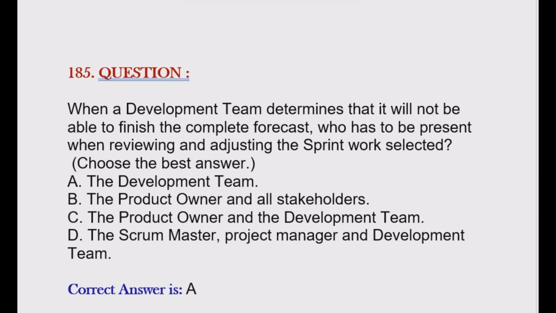Question is, when a development team determines that it will not be able to finish the complete forecast, who has to be present when reviewing and adjusting the sprint work selected? Choose the best answer. Option A. The development team. Option B. The product owner and all stakeholders. Option C. The product owner and the development team. Option D. The Scrum Master, project manager and development team. Correct answer is option A.